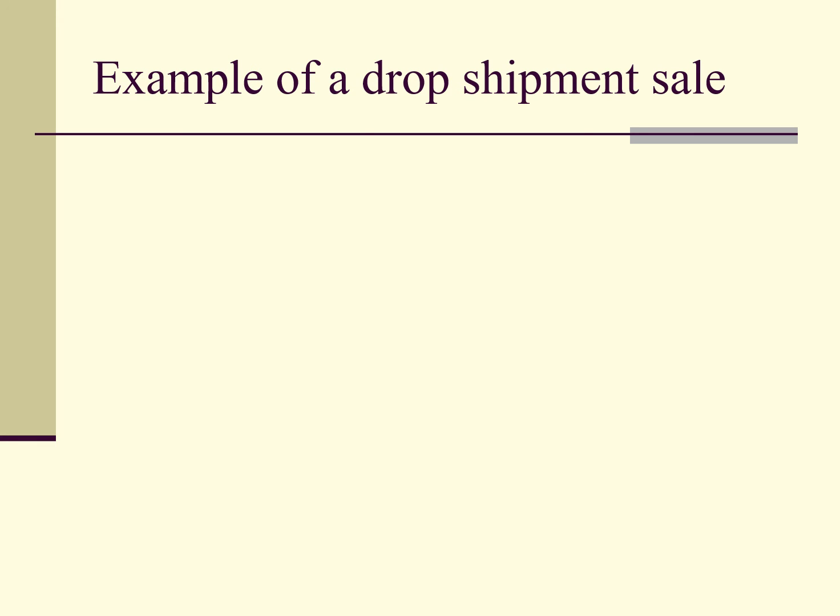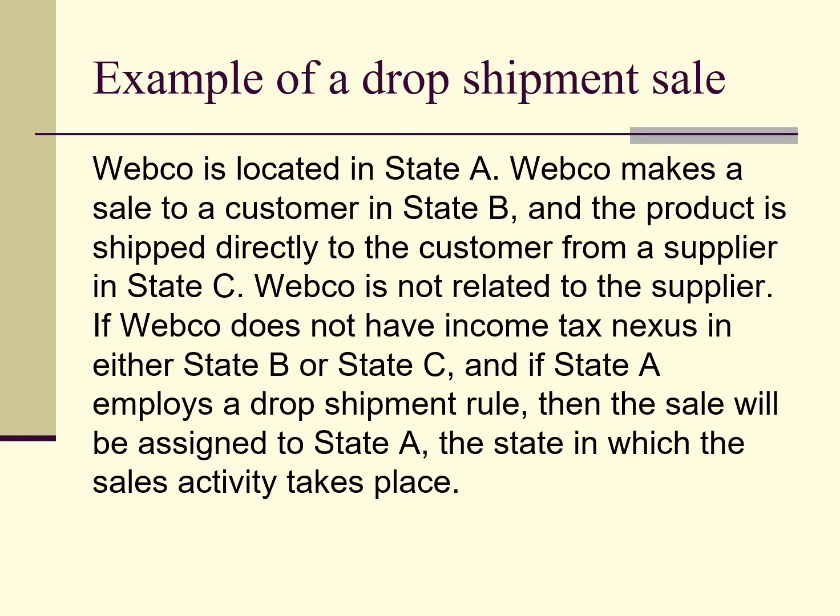Here's an example of a drop shipment sale. Webco is located in State A. Webco makes a sale to a customer in State B, and the product is shipped to the customer from a supplier in State C. Webco is not related to the supplier. If Webco does not have income tax nexus in State B or State C, and if State A employs a drop shipment rule, then the sale will be assigned to State A if that state is where the sales activity takes place.